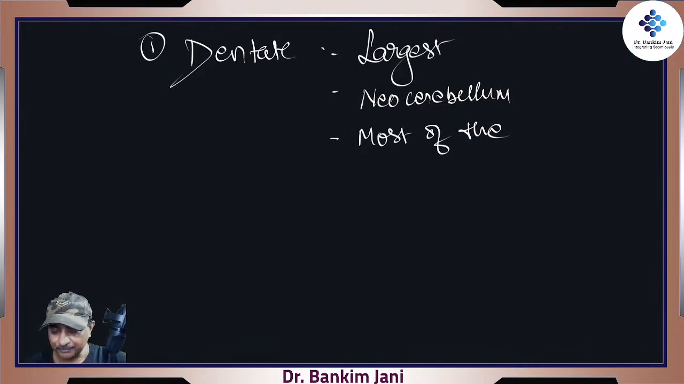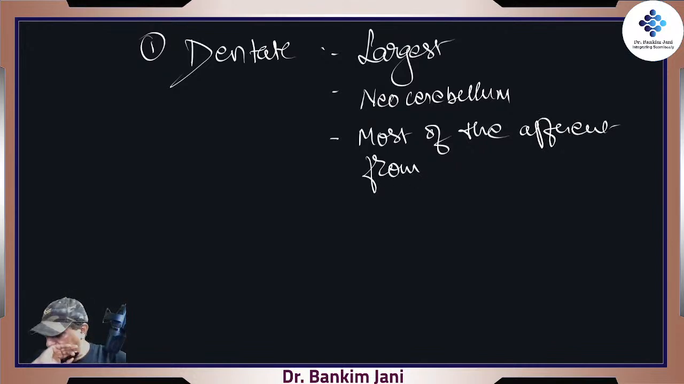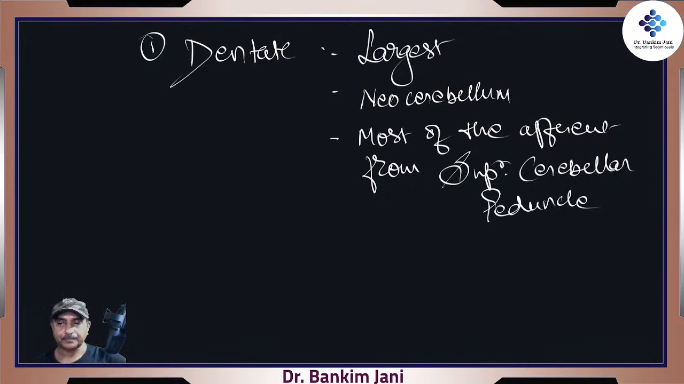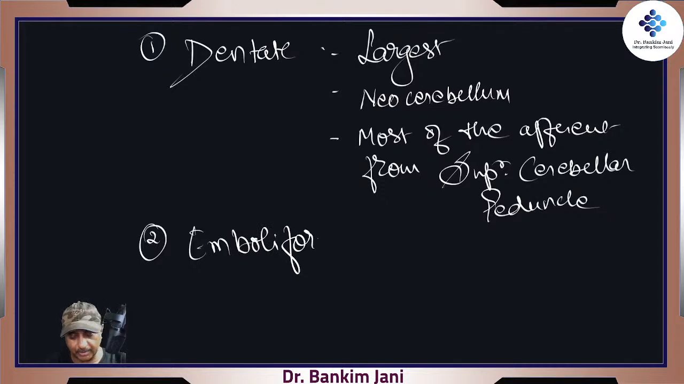But its importance, and we talked about it, is that it carries most of the fibers from the superior cerebellar peduncle. Most of the fibers from the superior cerebellar peduncle go via this dentate. The second one is the emboliformis.